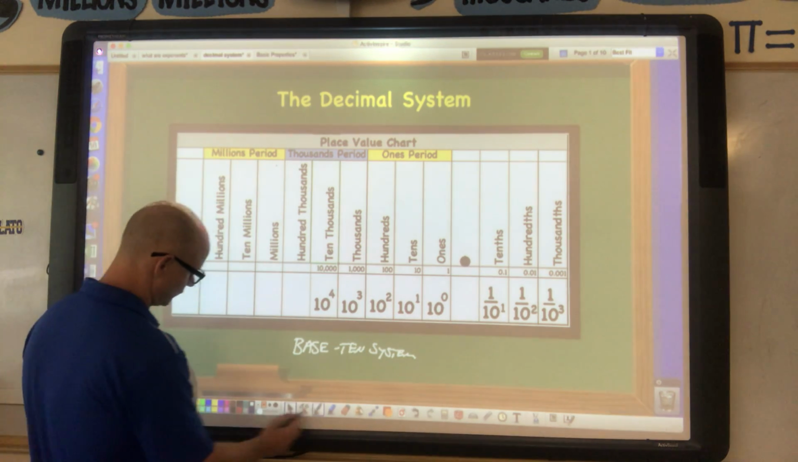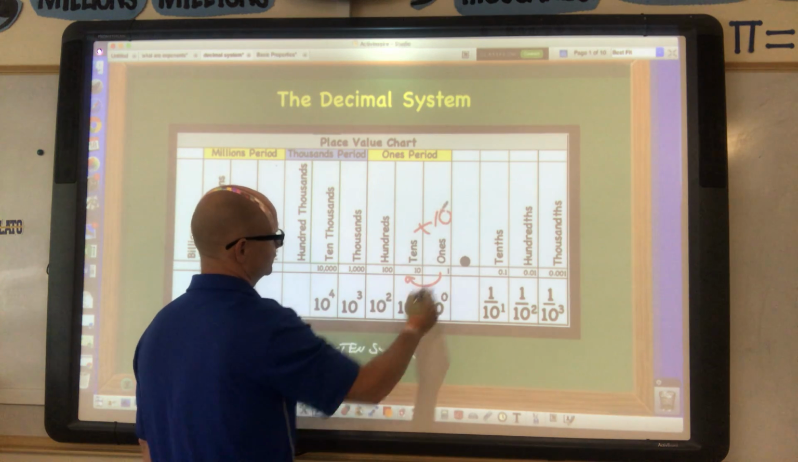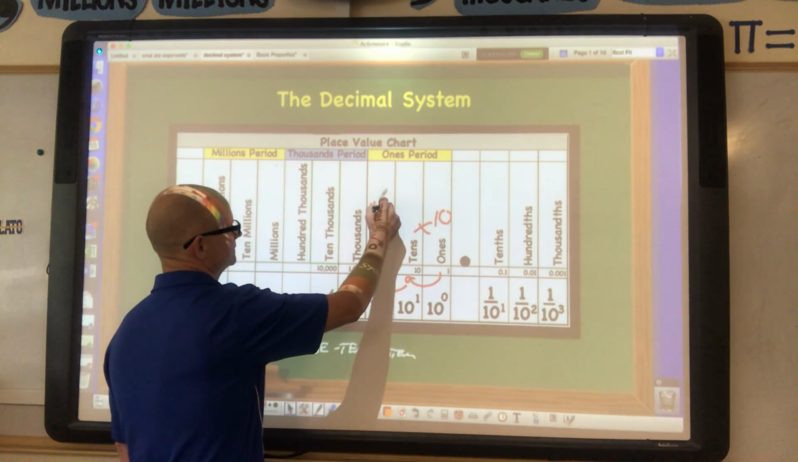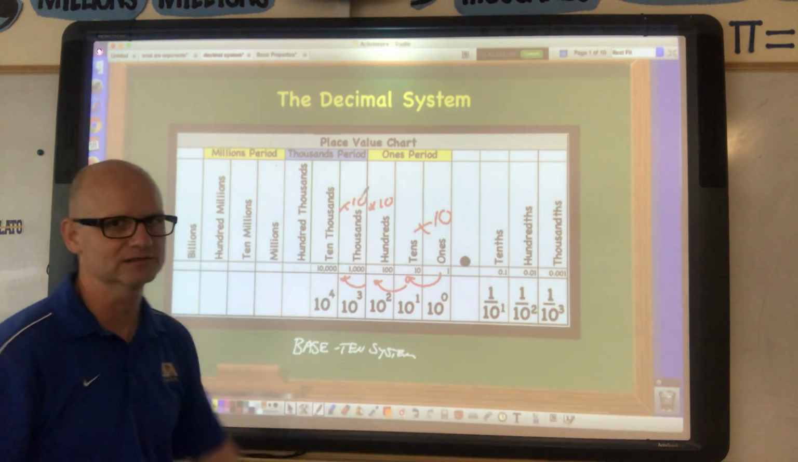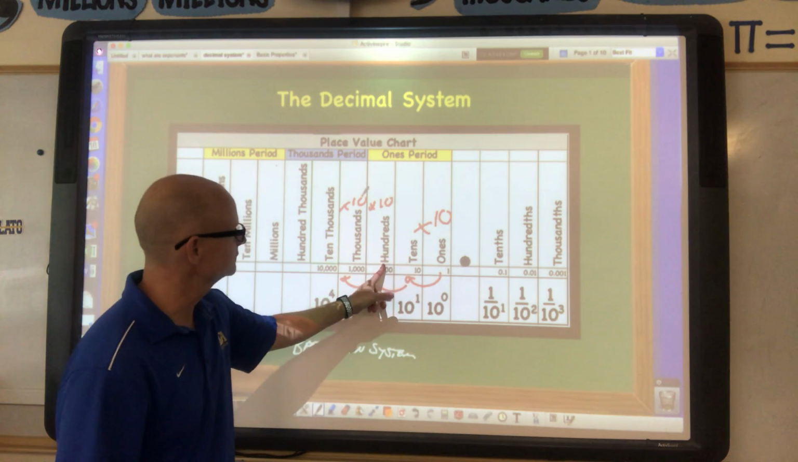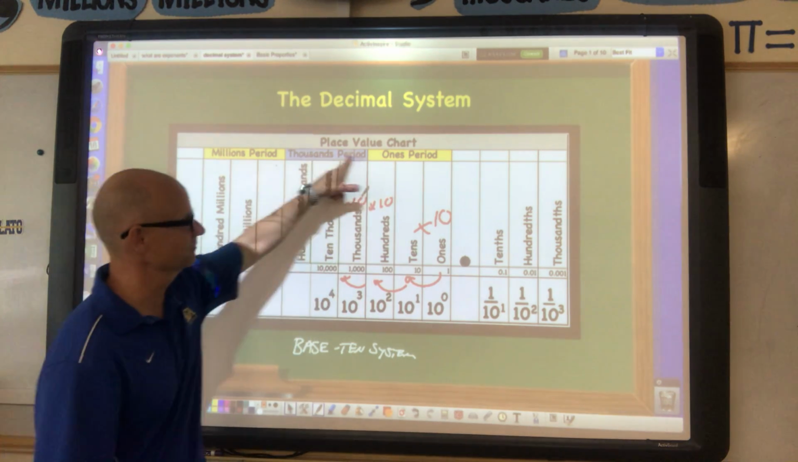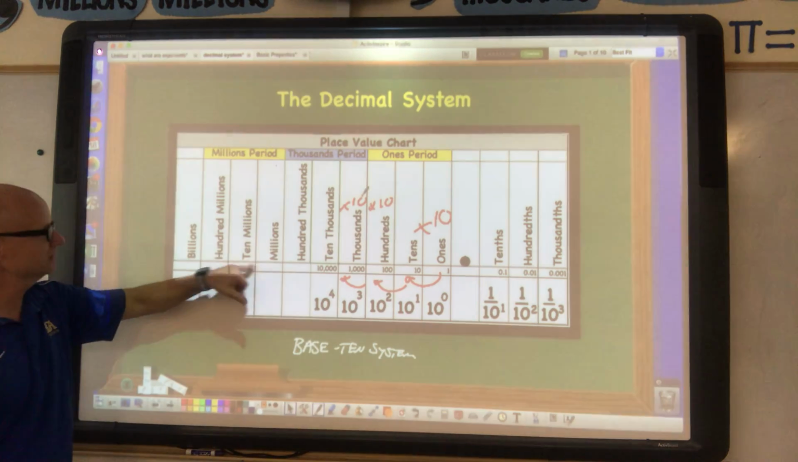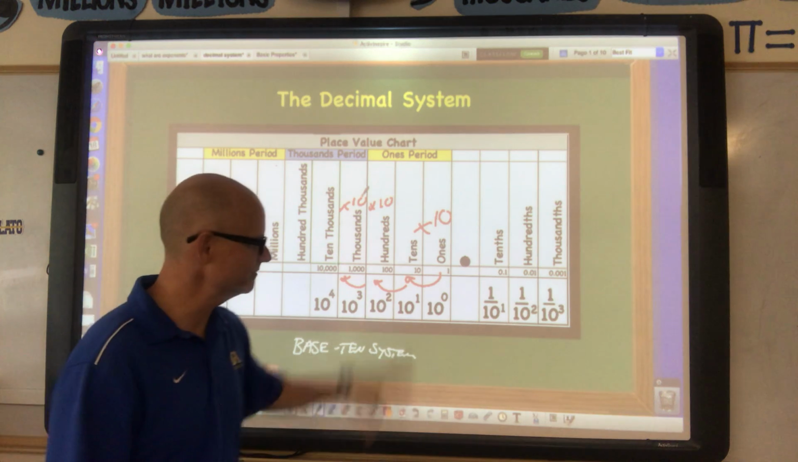Every time you go one place to the left, it's 10 times greater. 10 times bigger. Okay? And the pattern's always the same. It's ones, tens, hundreds. That's called the ones period. 1,000s, 10,000s, 100,000. That's called the thousands period. 1 million, 10 million, 100 million. That's called the millions period. Okay? So it's a base 10 system.